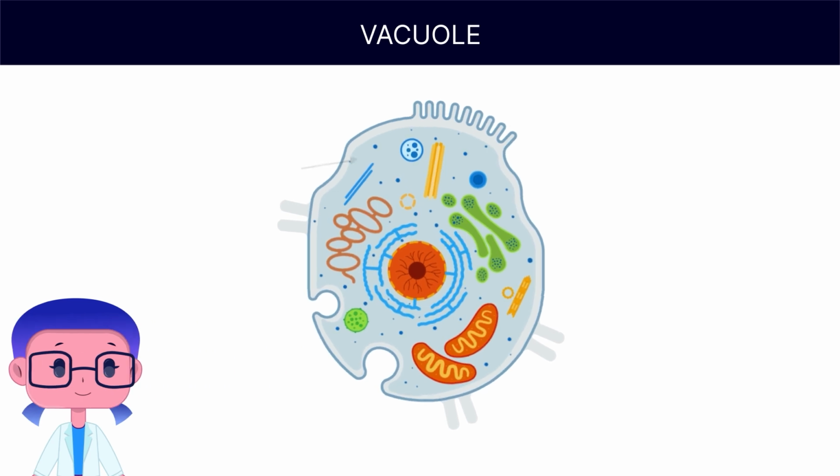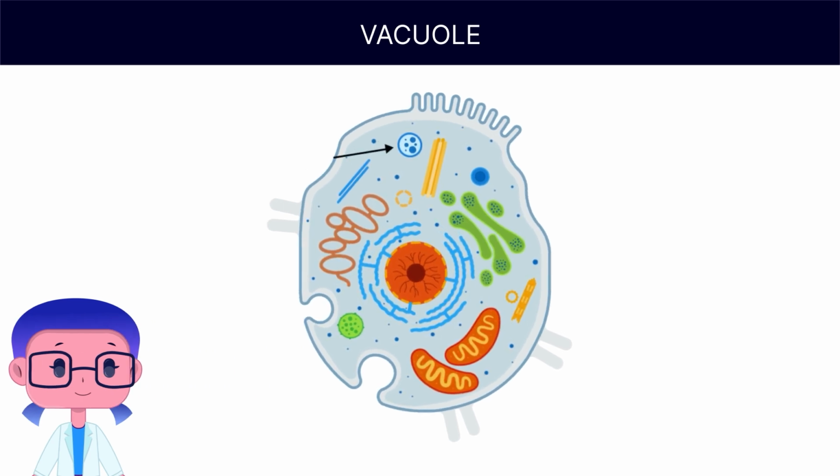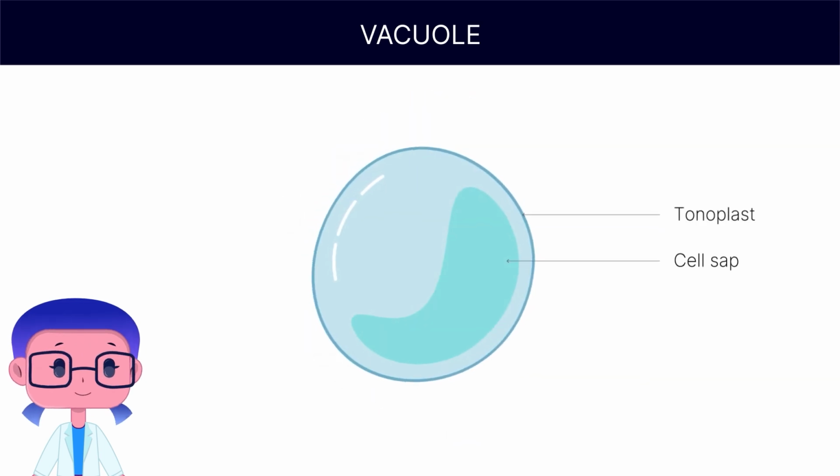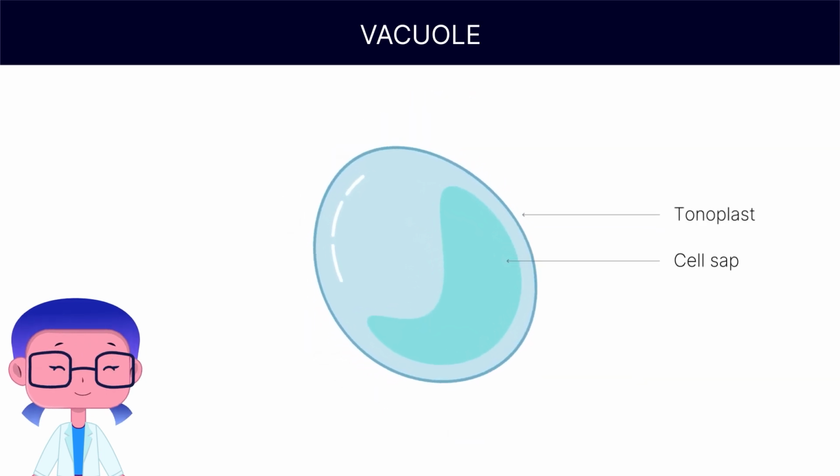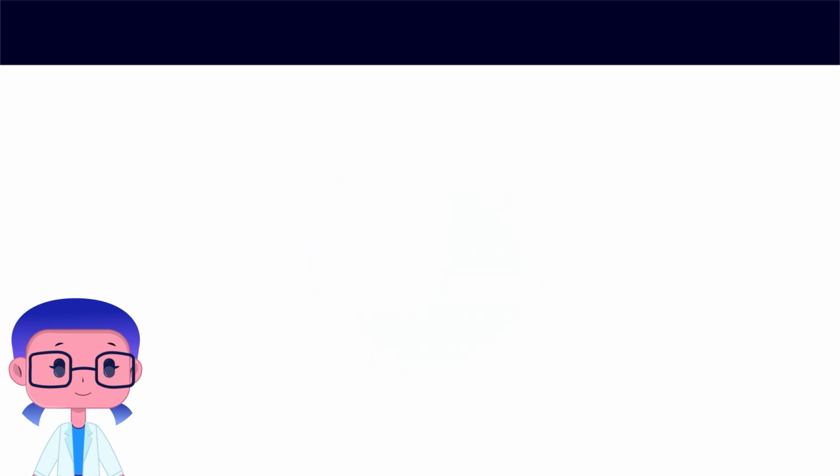Vacuoles are organelles that store and get rid of waste products, and also maintain the shape of the cell. They store water and anything the cell has in excess, like waste products.